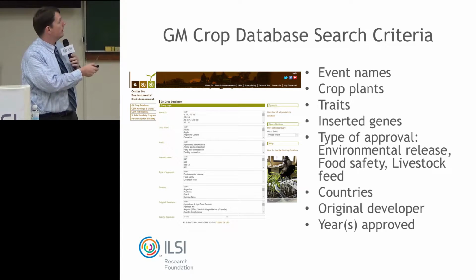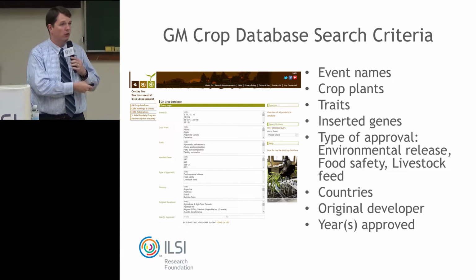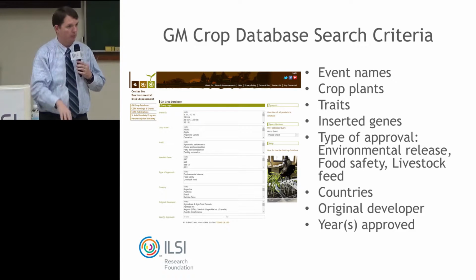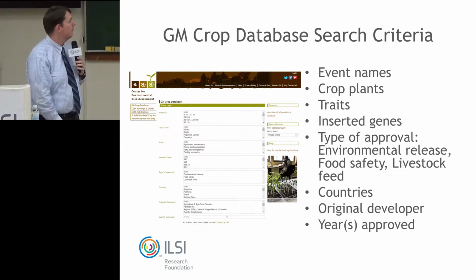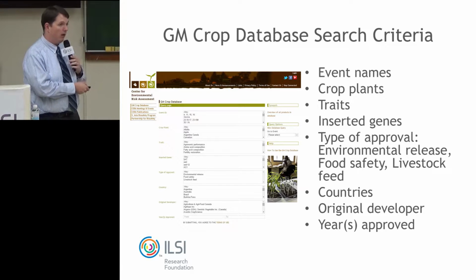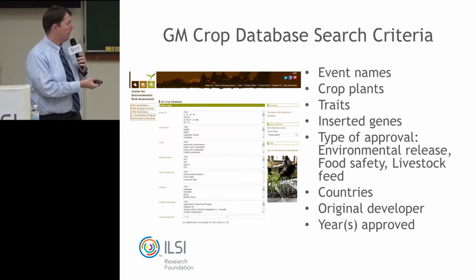810. You can also look at the plant. You can just say, okay, show me all of the maize approvals, and it'll pull up all the maize approvals. So you get the idea. Countries as well, for countries that are interested, or that are listed in the database.